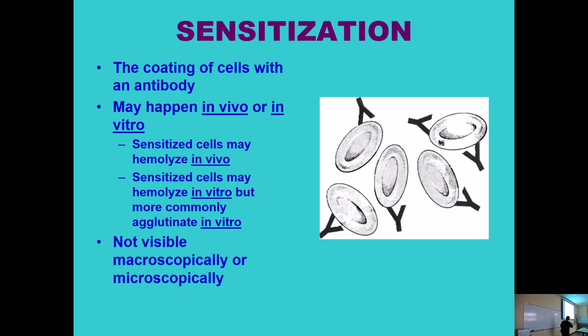We'll end up finding something that will attach to the back end here, the Fc portion of our antibodies, and agglutinate there. Not visible macroscopically or microscopically. You have to trust me that immunoglobulins exist. We can't see them. You just have to know they exist.